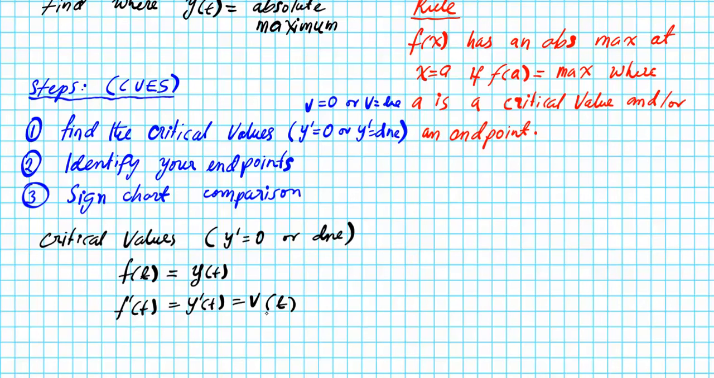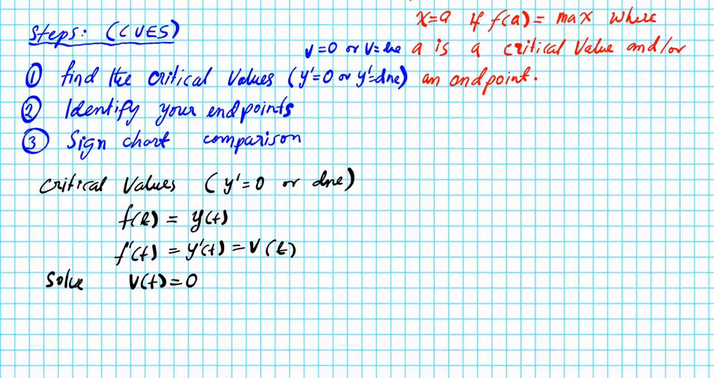Y prime of t is going to be v of t. So we're basically going to solve for where the velocity is equal to 0, because at that point the function is neither increasing nor decreasing. So we know that v of t is 1 minus the arctan of e to the t equals 0.